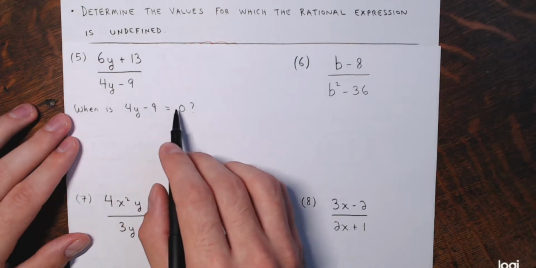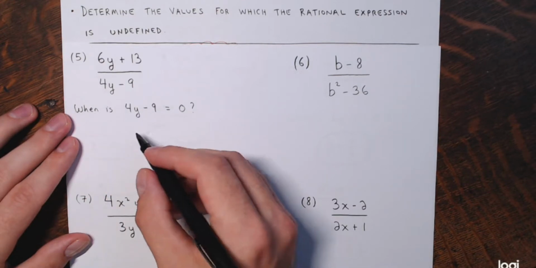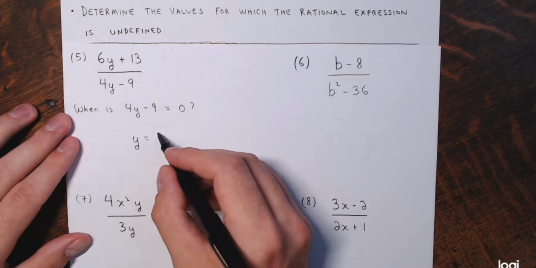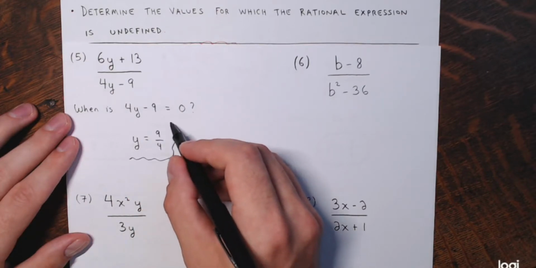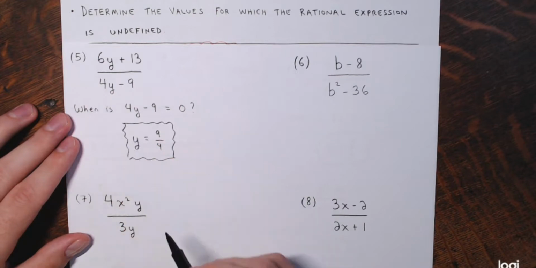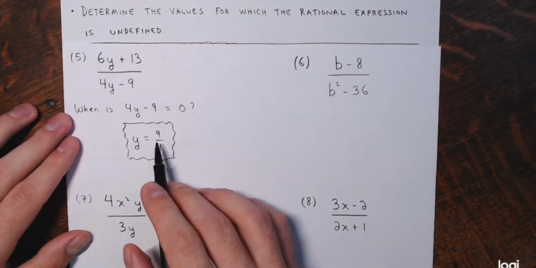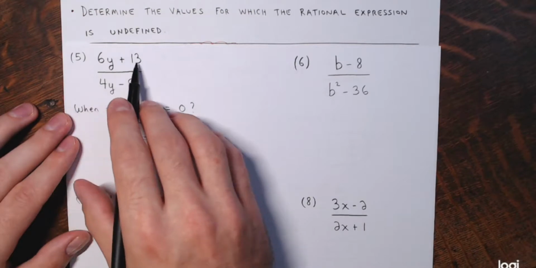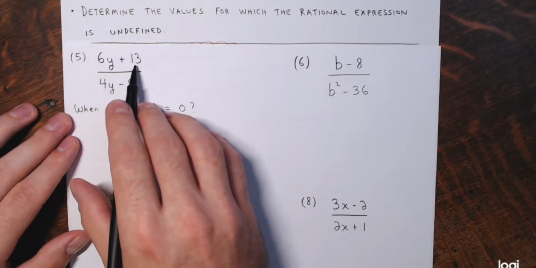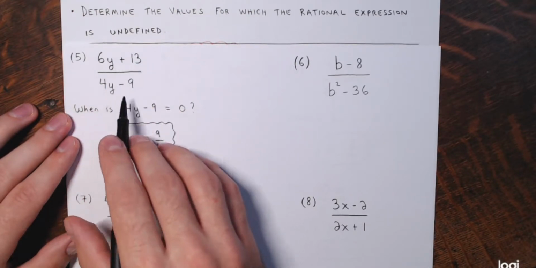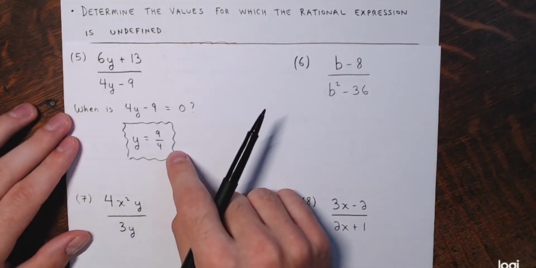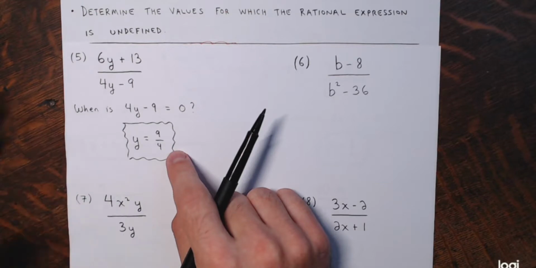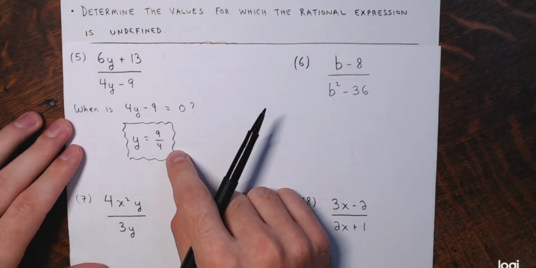Simple enough here, add 9, divide by 4. So y equals 9/4. This value would make the expression undefined, right? Plugging in 9/4 for y would give you some number in the numerator, who cares, right? And then the denominator would be 0, and that's bad. But I could replace y with any other number I wanted. Any number except 9/4.